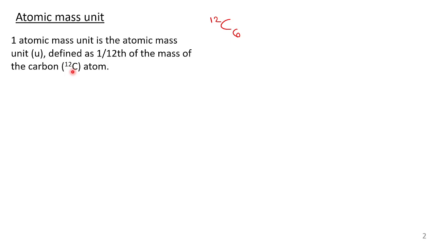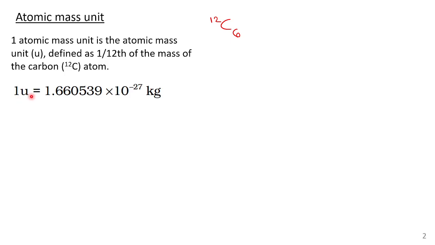Carbon 12 atom will have a certain mass, right? 1/12th of its mass, 1 by 12th of carbon 12 atom, represents 1 atomic mass unit. So the value you have to memorize: 1 atomic mass unit is 1 by 12th of the mass of carbon 12 atom.